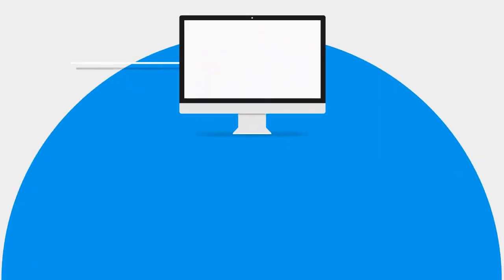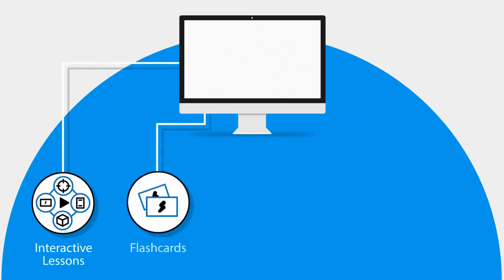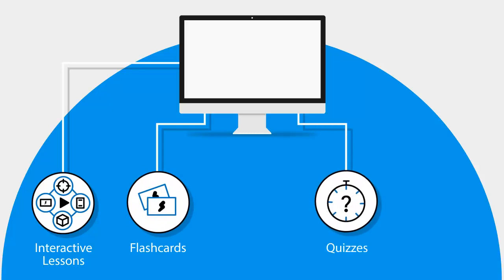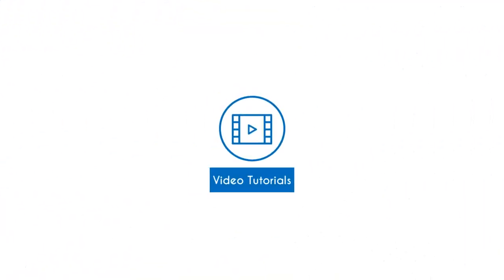The uCertify course consists of 20 interactive lessons and learning resources with 65 flashcards, 166 quizzes, and 65 glossary terms. It has 117 video lessons to make your learning more interactive.